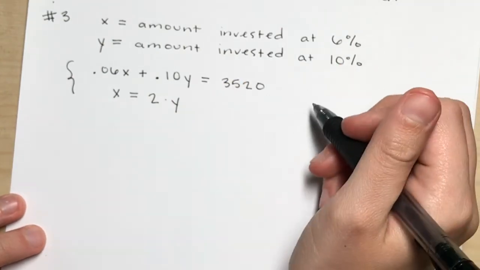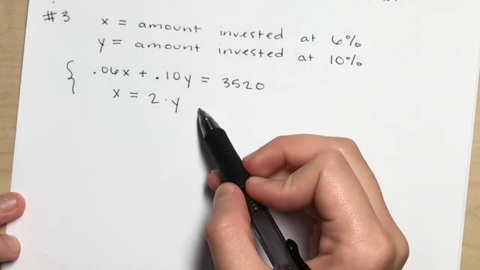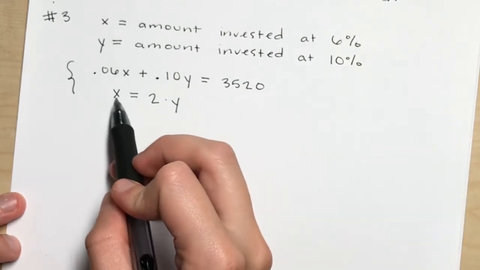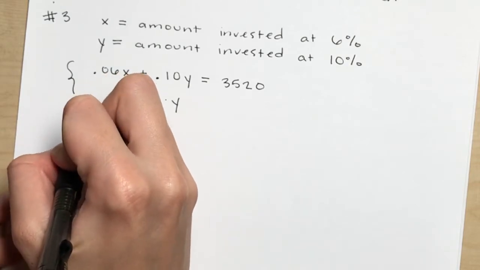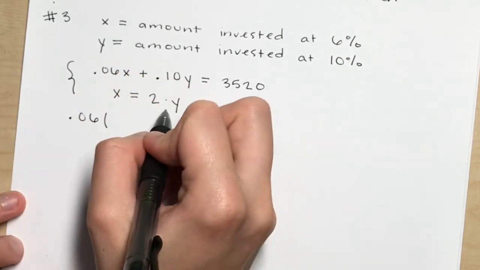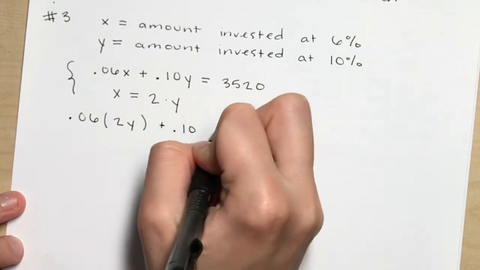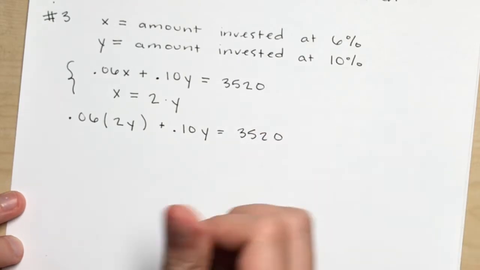Now we just have to solve these equations. What are we already totally set up for here? We're set up for substitution, right? We've already solved for x. So let's go ahead and plug this into our other equation. So 0.06 times 2y plus 0.10y equals our annual interest.